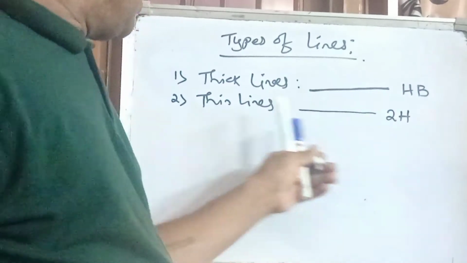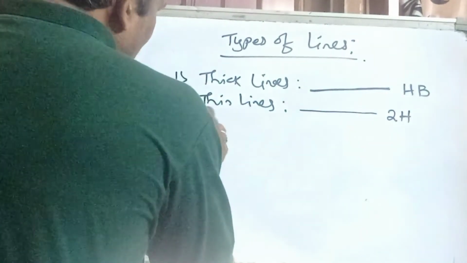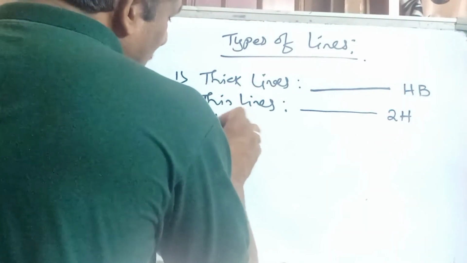Whatever the lines are there, all lines with a 2H pencil. By using a 2H pencil, we can go for thin lines. And the third one is axis line.